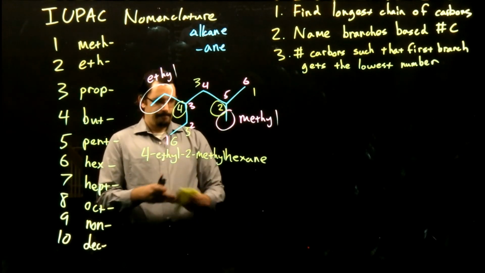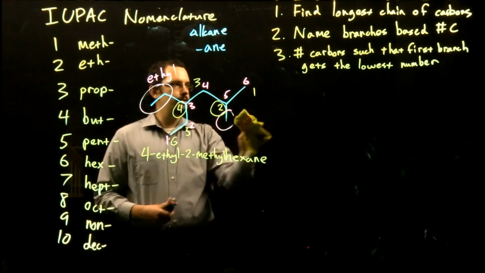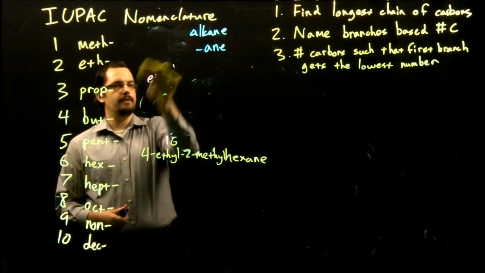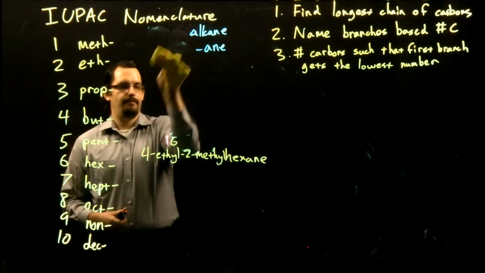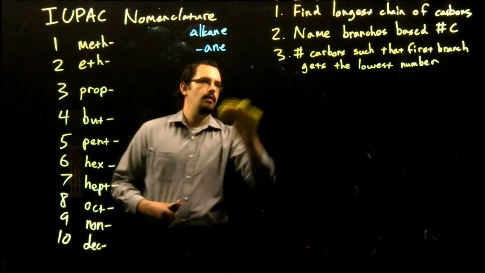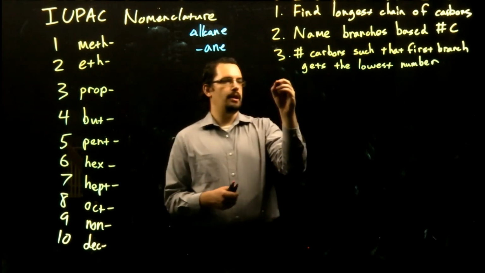Okay, so always use alphabetical order if there's different kinds of branches. Branches in name go in alphabetical order.